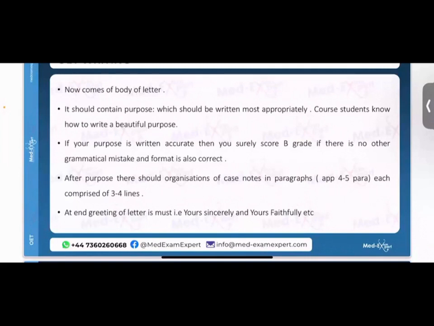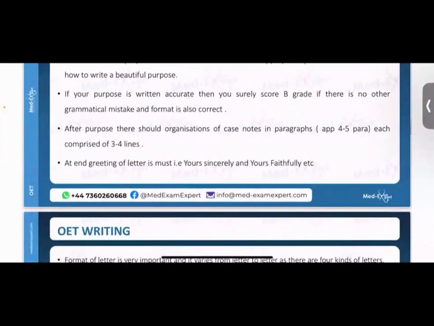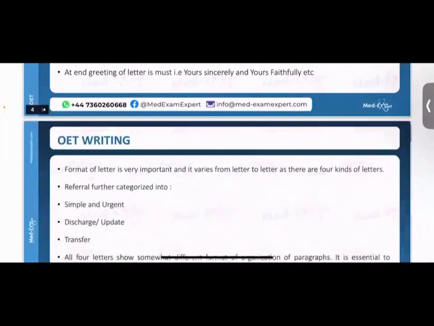If you are our course student, you must know when you have to write yours sincerely and when you have to write yours faithfully. And even if I'm not saying this, most aspirants know in which scenario you have to write yours sincerely and when you have to write yours faithfully. So it is another important thing to consider.